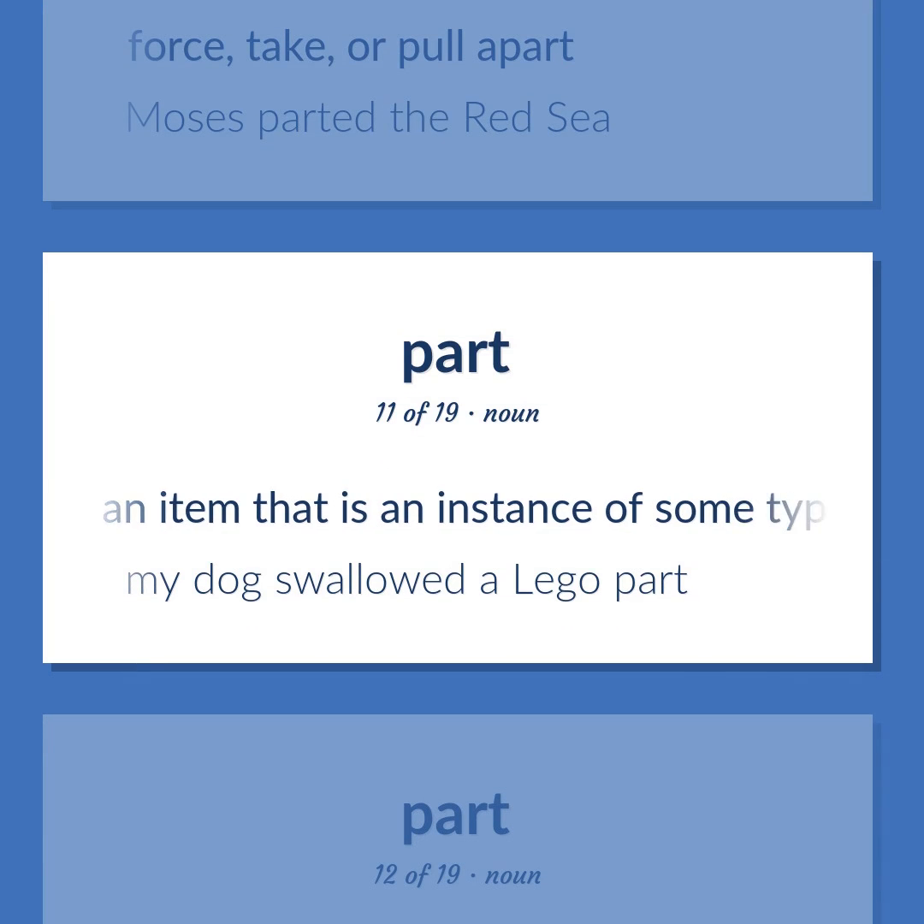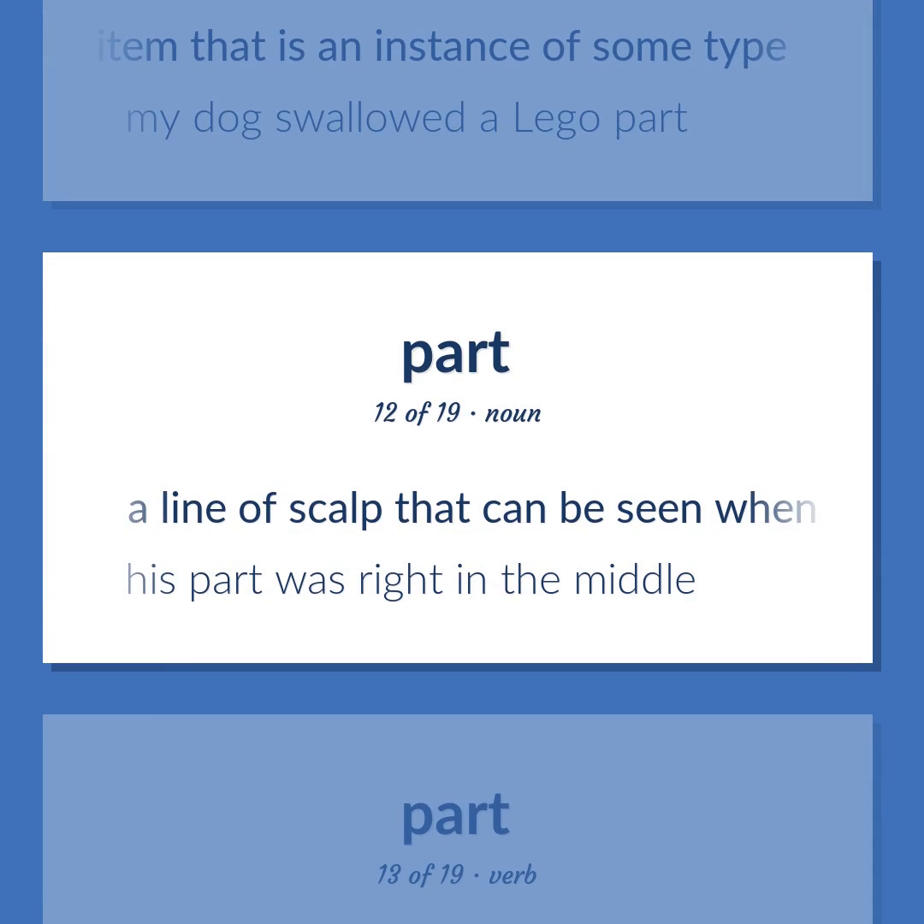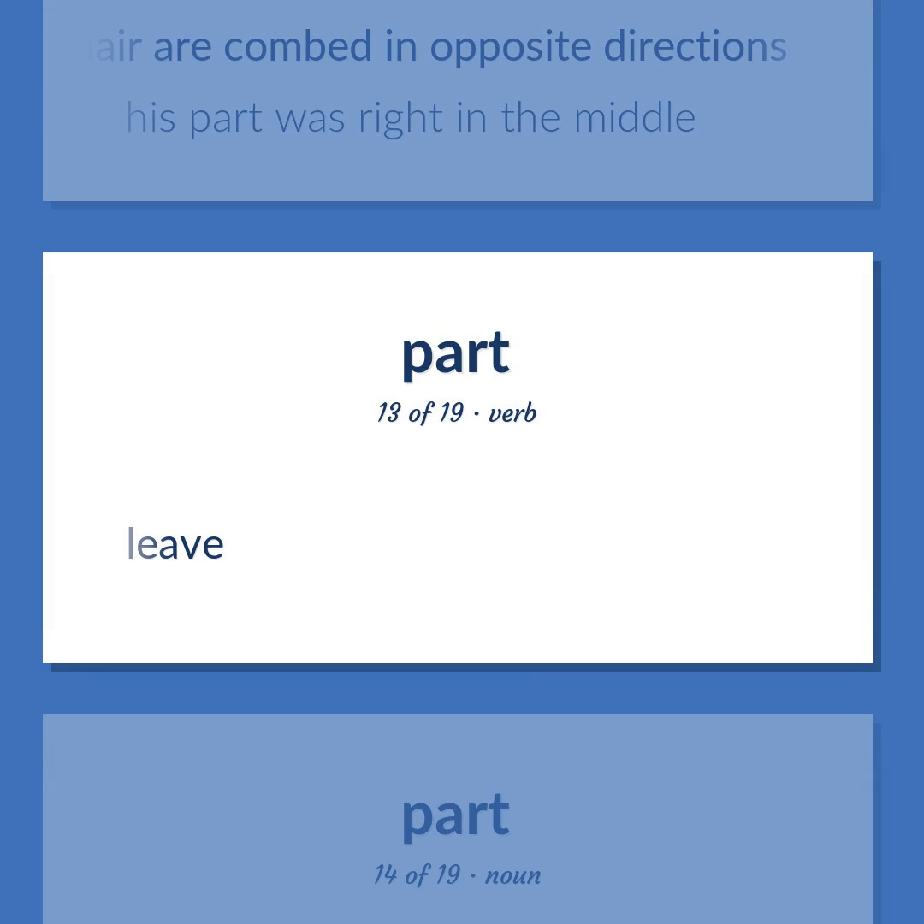An item that is an instance of some type. My dog swallowed a Lego part. A line of scalp that can be seen when sections of hair are combed in opposite directions. His part was right in the middle. Leave.